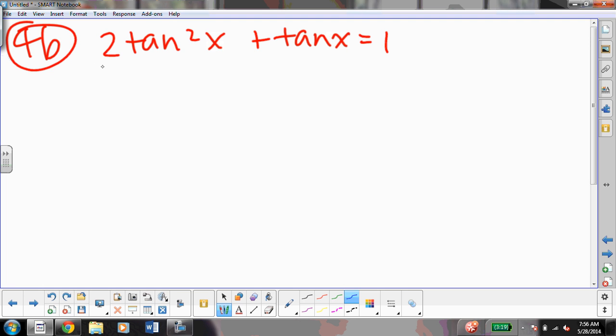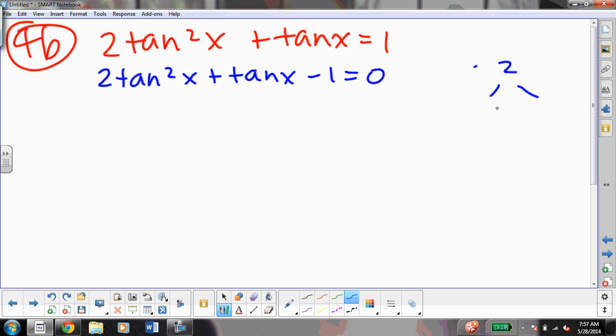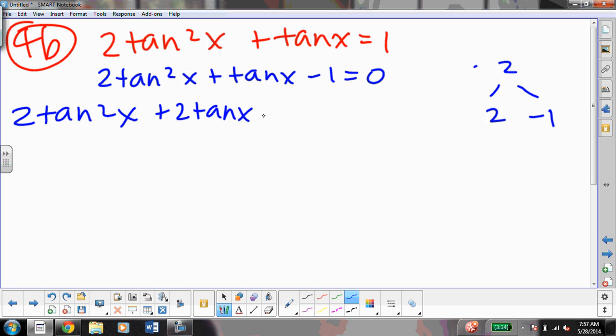This one solves similarly to the previous one. 2 times the tangent squared of x plus the tangent of x minus 1 equals 0. Factors of 2 times negative 1, so negative 2, that add up to give me 1. It would be positive 2 and negative 1. So split the middle term up.